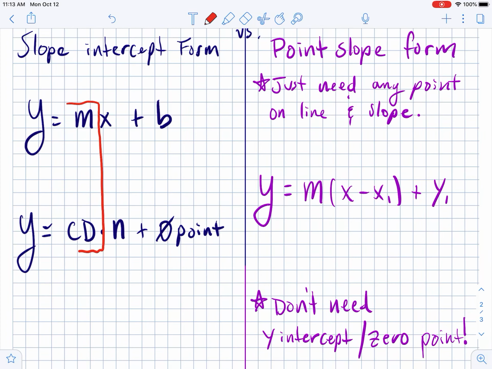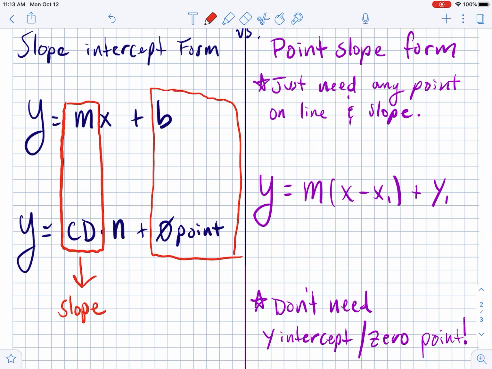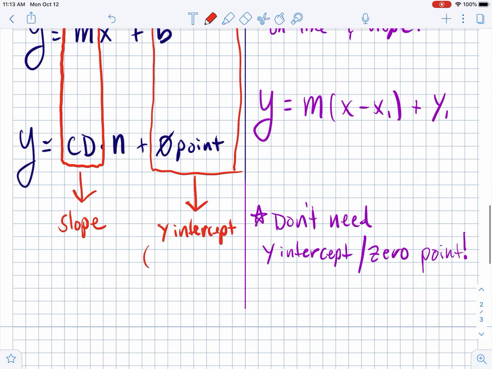In slope-intercept form, this m part and the common difference are the same thing. This is your slope. These guys on the end, the b value and the 0 point. Another way to think of the 0 point or the start value is the y-intercept, which we've been calling the 0 point. It's when x is equal to 0.